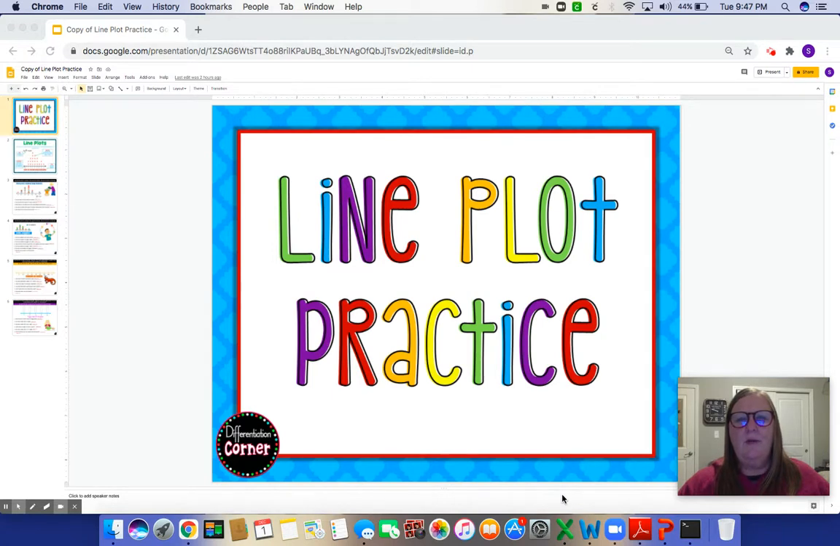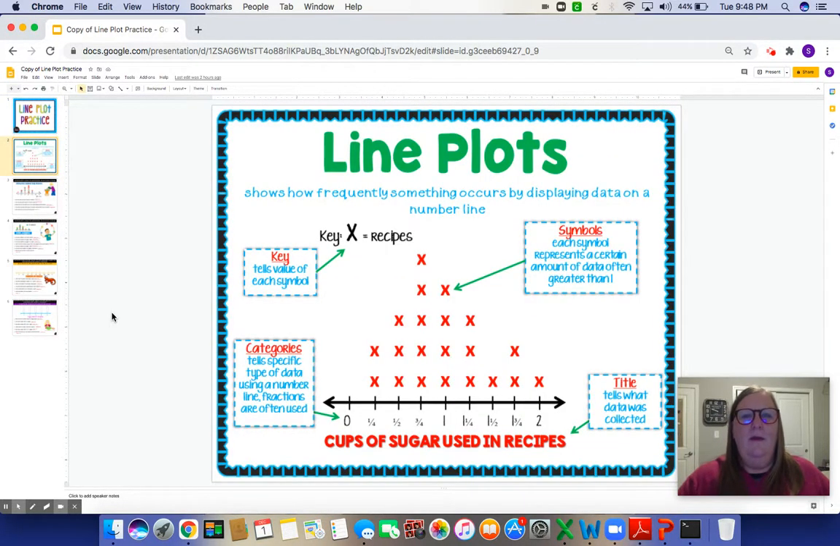Today, we are doing lesson 4-2, which is on line plots. So I'm sure you're asking, first of all, what is a line plot? If you look at the screen, here is an anchor chart that's going to help us out a little bit. Line plots, it says, show how frequently something occurs by displaying data on a number line. And when it talks about frequently, that means that it occurs over and over again, right?